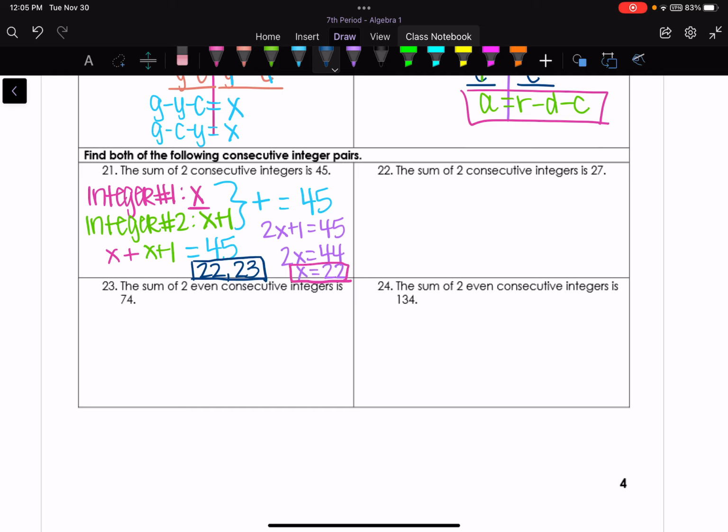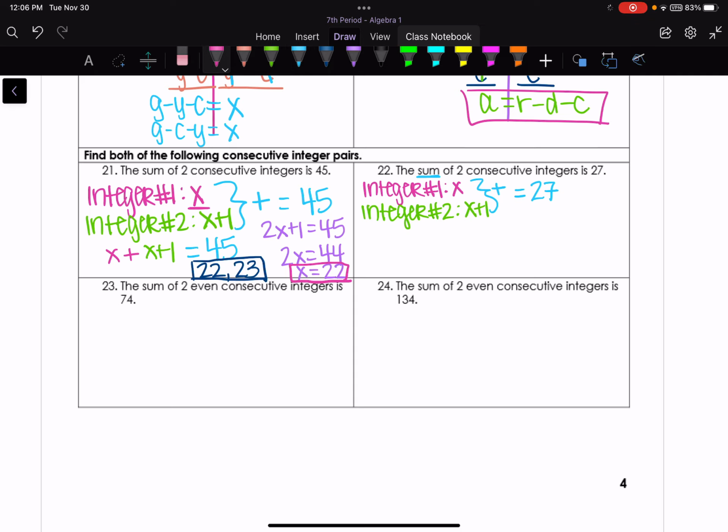It says the sum of two consecutive integers is 27. So again, we have integer number 1. And we don't know what integer number 1 is, so anytime we don't know the value of something, we call it x. Then we have integer number 2. And this is going to be x plus 1 because it's the following number to x. We know that these are going to be added together because it tells us the sum. So these are being added together to equal 27.